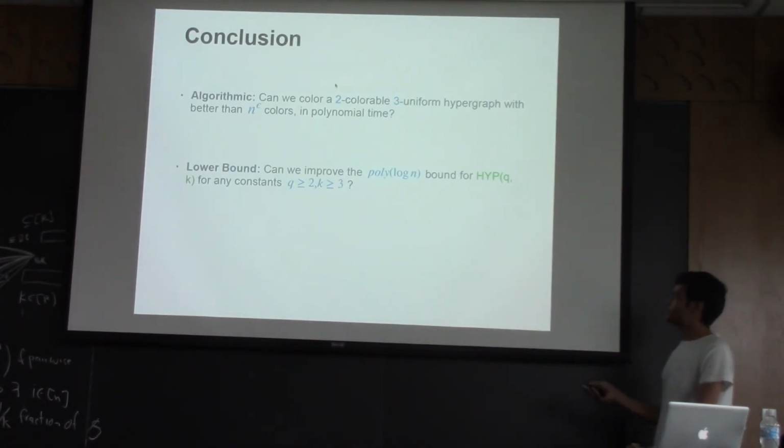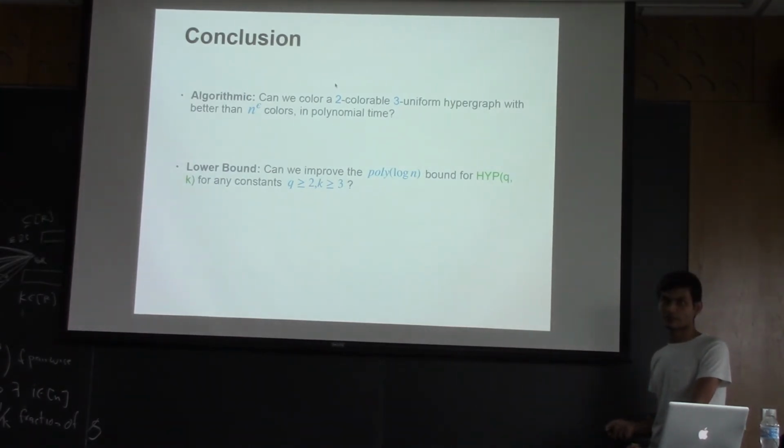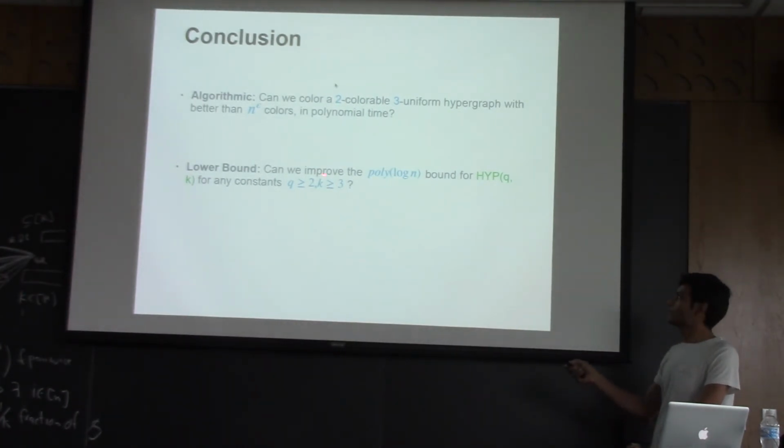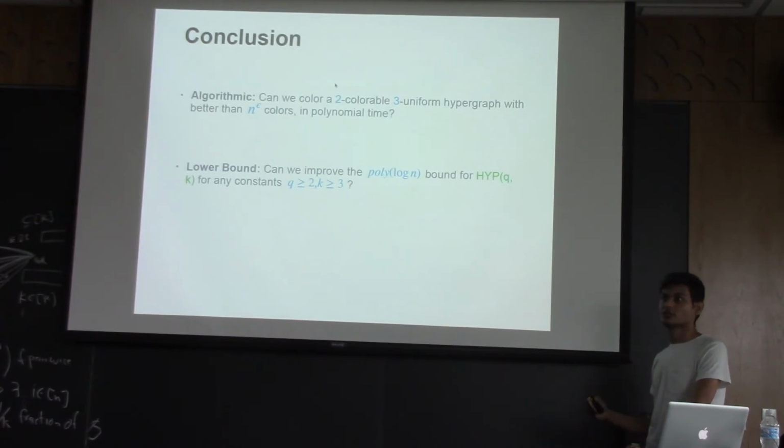Okay, so there are two important open questions. One from the algorithmic side is, can we improve this n to the 1 over 5? Can you prove a better algorithm for coloring this hypergraph? And of course, can you improve this polylog n bound? Since there is a gap between polylog n and poly n, can you improve the gap from the hardness side? Even for a q-colorable k-uniform hypergraph, can you show that it cannot be colored with better than polylog n colors in polynomial time, assuming P not equal to NP?